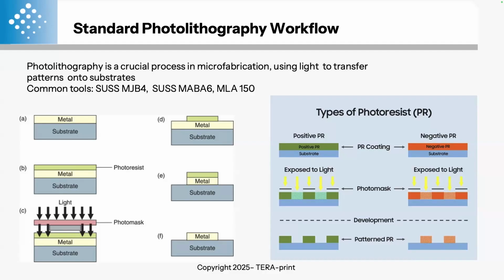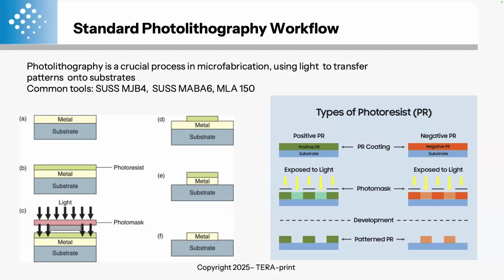And on the left, you see the flowchart of the general photolithography. Usually you have a substrate with a layer of metal. You coat the metal with some photoresist, and after exposure, the exposed metal can be etched away or post-processed, so you will have your desired metal pattern.